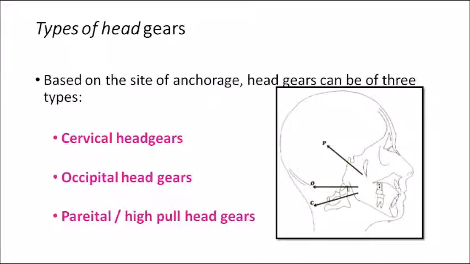One is your cervical headgear. Please look at the picture where it is marked as C. That is, the anchorage is derived from the cervical or the neck region. The second category is the occipital headgear, which is marked as O in the picture, which derives anchorage from the occipital region of your skull. And third category is the parietal headgear, where the anchorage is derived from the higher point of the skull, which is denoted as P in the picture.